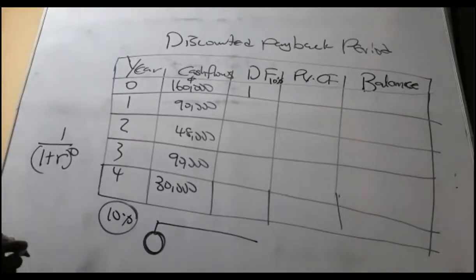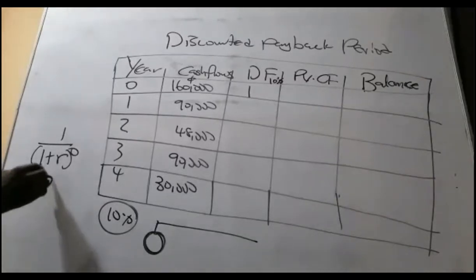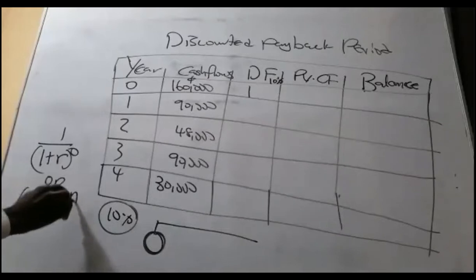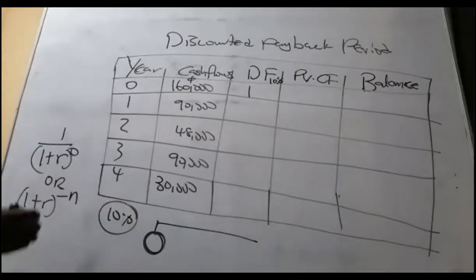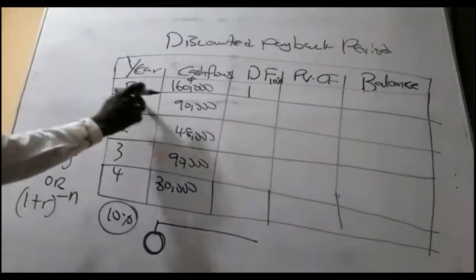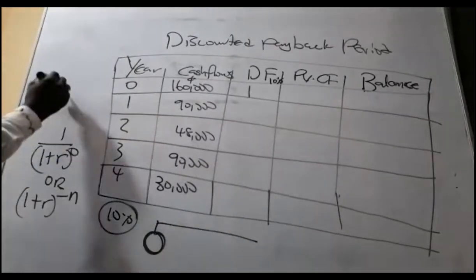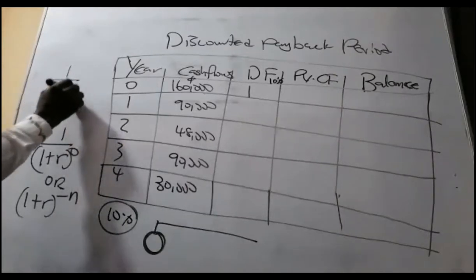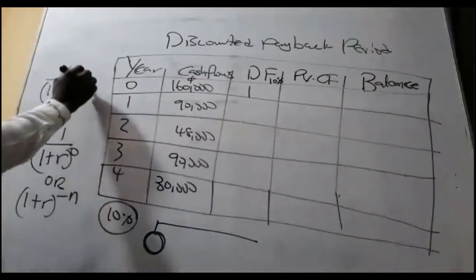Or you can also do it this way. Or alternatively, 1 plus r to the power minus n. So if I'm in year 1, you put 1 there in that order. So let's start with year 1. 10% would be 1 over 1 plus 0.1, all to the power 1.